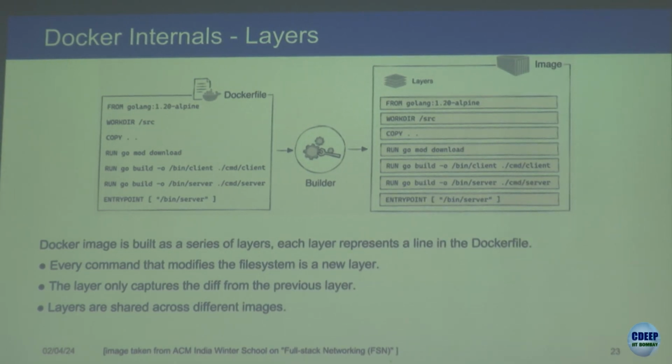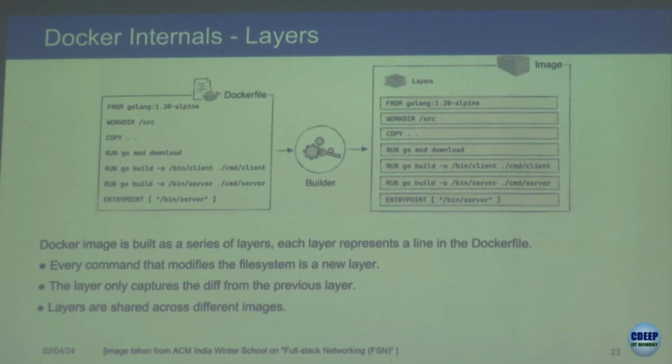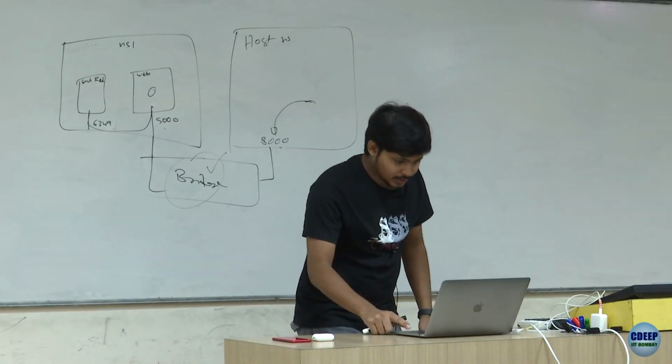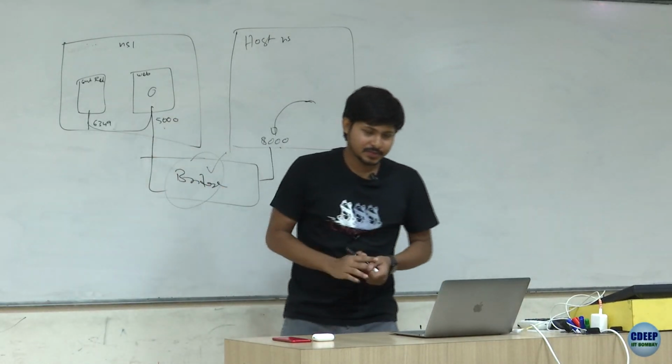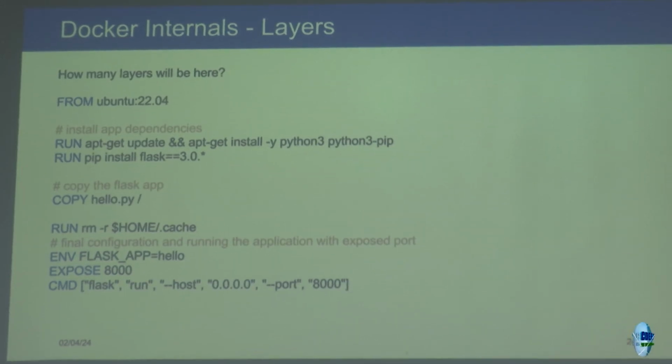So whatever you have written in the Docker file creates a layer. Every command in the Docker file that changes the file system is known as a new layer. And it captures the diff from the previous layer, so that you can share those layers across multiple containers or multiple images. Okay, so take this example. Do you think the first one is a layer? Yes, it's downloading something. Earlier it was nothing, now you have downloaded something. Okay, so this is a layer.